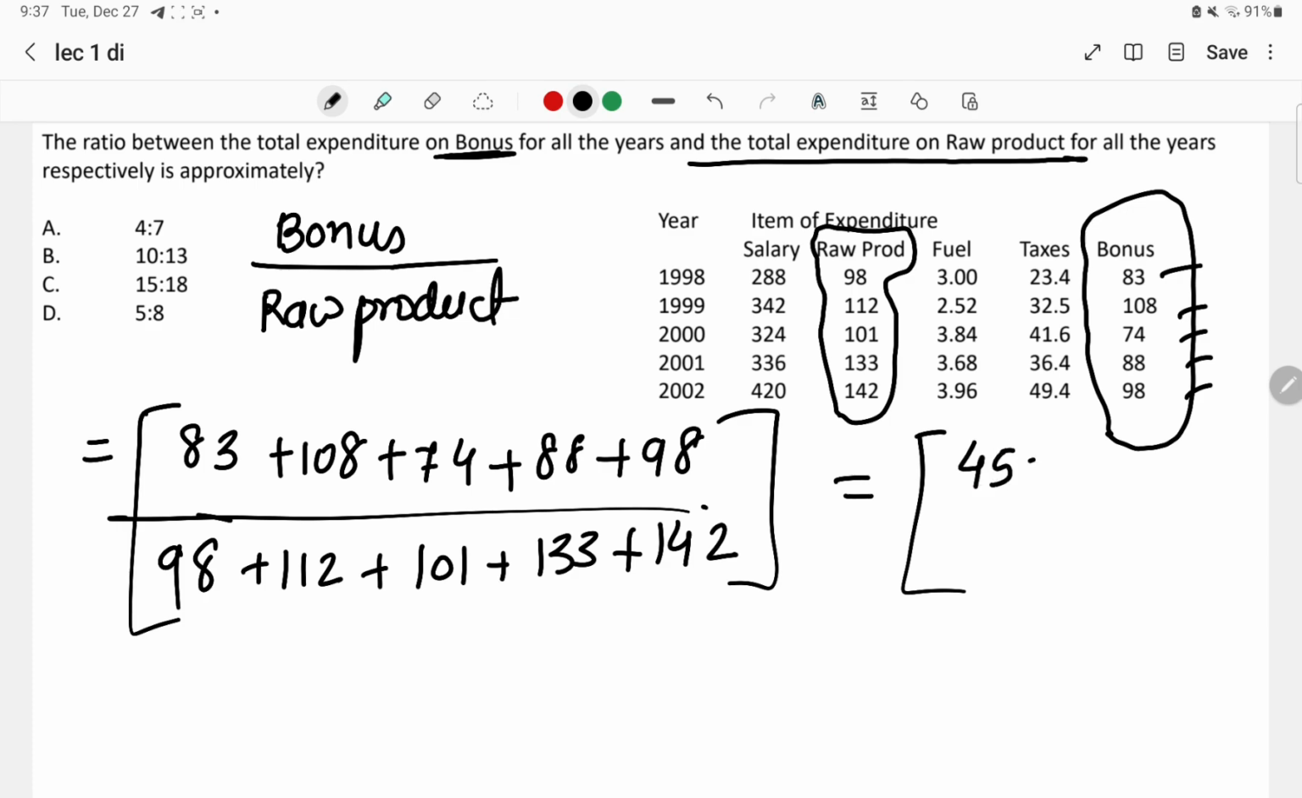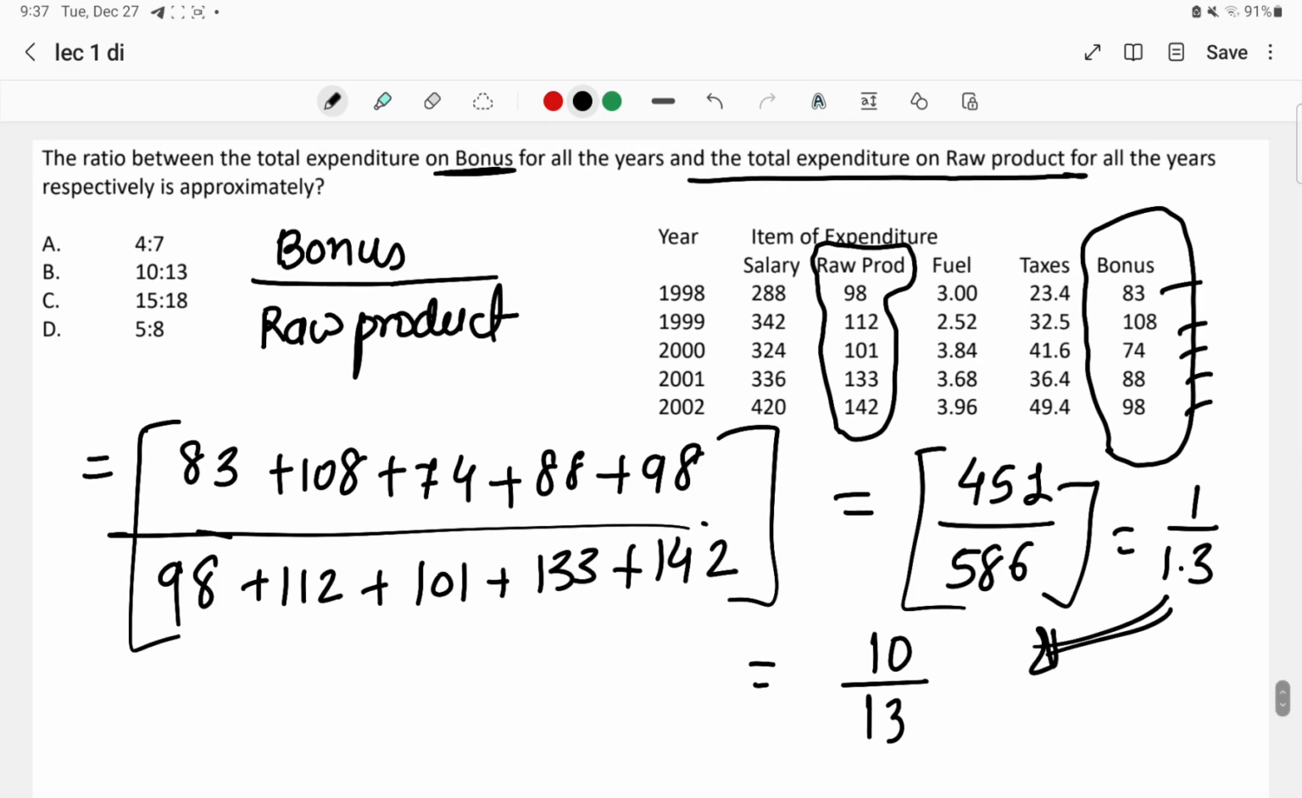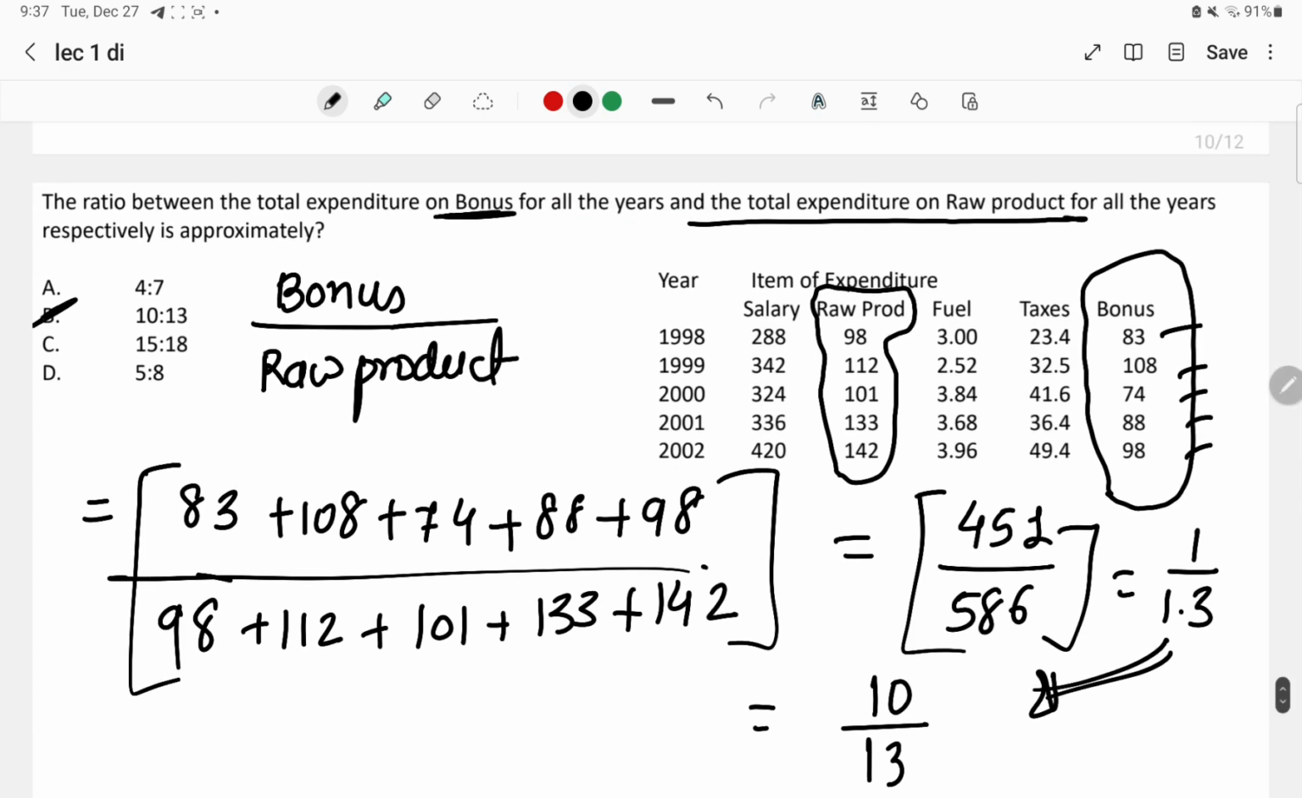This will give us 451 upon 98 plus 112, 101, 133 and 142. This will give us 586. Answer will be 10 upon 13. Okay, अगर इसको कैलकुलेट किया, दिस विल बी 1 upon 1.3. एंड व्हाट डज दिस 1 upon 1.3? दिस इज नथिंग बट this can be written as 10 by 13. So answer to this particular question is 10:13.